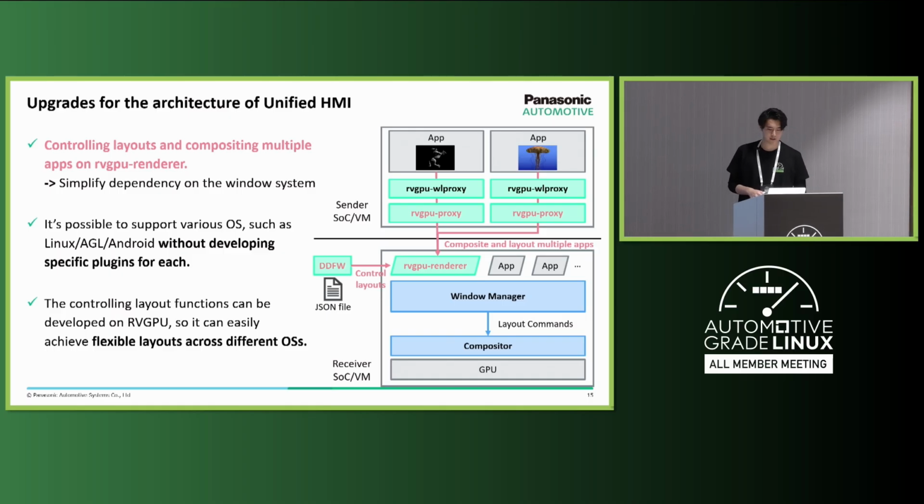And when applications are launched through RBGPU proxy, they are composited by RBGPU renderer on its own. And also, DDFW sends controlling layout commands to RBGPU renderer, and it arranges locations and positions of application windows on its own. So in this new architecture, RBGPU creates only one surface without dependency on the number of applications. And DDFW can control layouts on RBGPU without using functions provided by the Windows system.